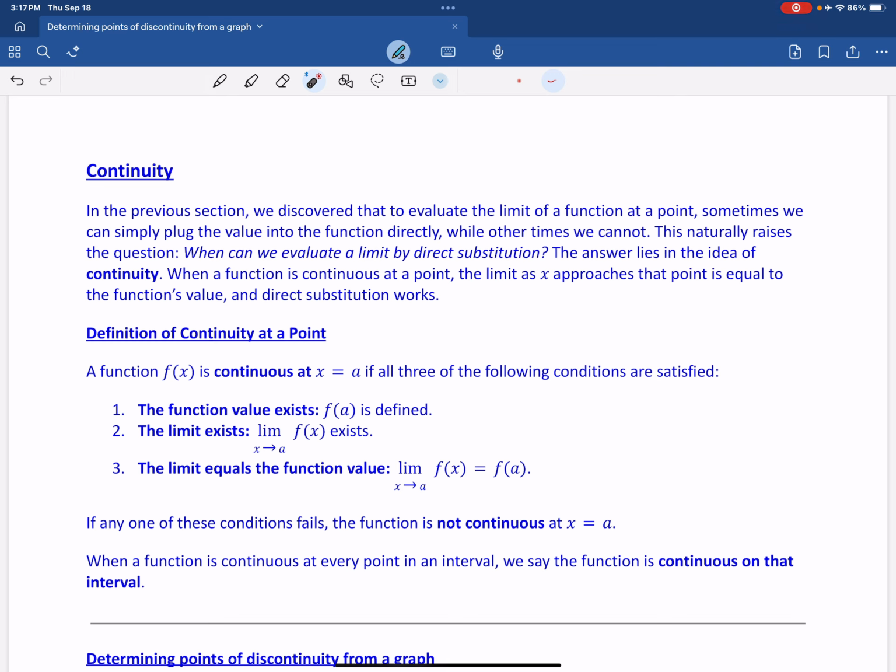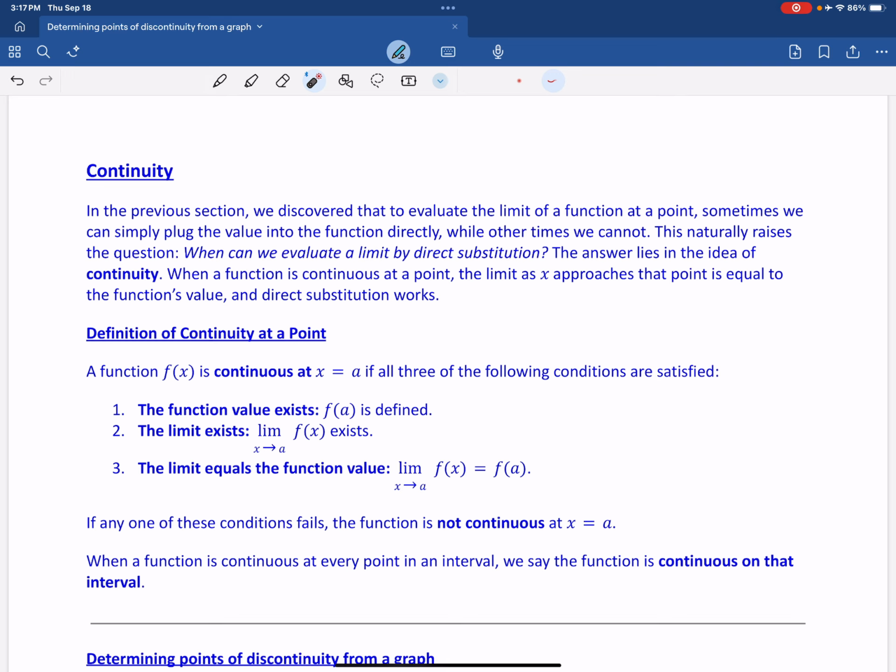If you get something like 0 over 0, that was an indeterminate form, and you had to do things like factor and simplify, multiplying by the conjugate and then simplifying. So you had to use different techniques when it wasn't defined at that point to try to figure out the limit, which was a huge pain. So when do we have those nice functions? How can we know we have those nice functions when we can just plug in the number directly? So the answer lies in the idea of continuity.